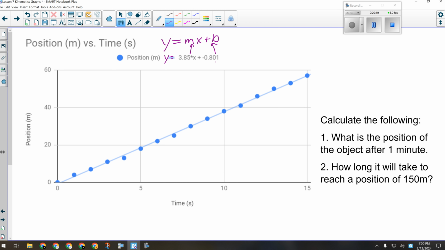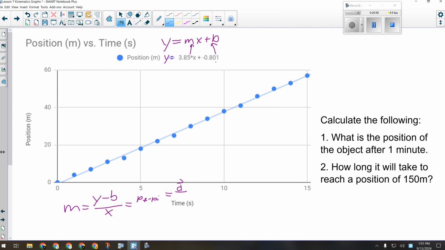Okay, let's go back to something I did on another graph earlier. If I want to calculate the slope, m, I manipulate that formula and it looks like this: y minus b over x. Okay, what's on the y-axis? Position. If I have one position minus another position, what does final position minus initial position equal? Displacement.